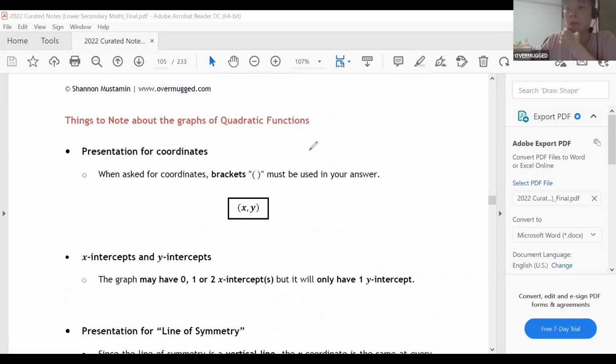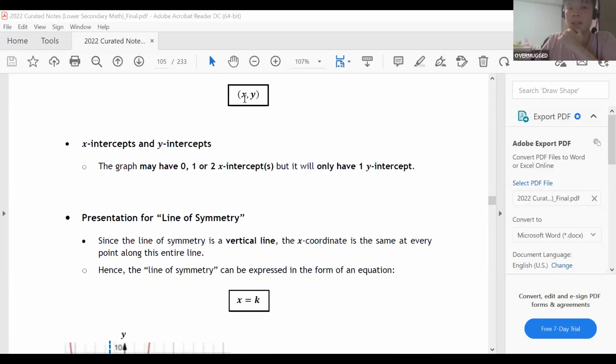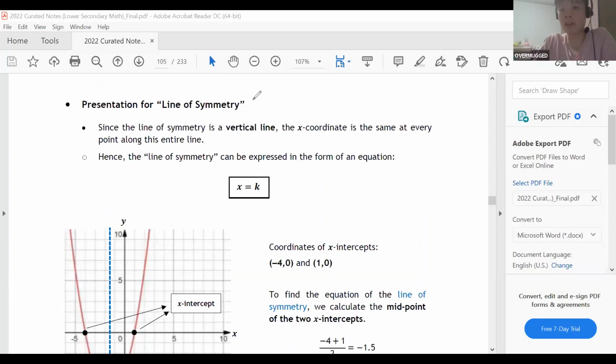Alright. And something to take note of also, how do you present your answer? When questions ask for coordinates, you have to put it inside brackets, x comma y. This is how you should present your answer when the question asks for coordinates. When the question asks you for x-intercepts and y-intercepts, you simply write x equals like this, or y equals like this. And for the line of symmetry, usually questions will ask you for the equation of the line of symmetry. You have to write x equals to what? So let's look at this example.